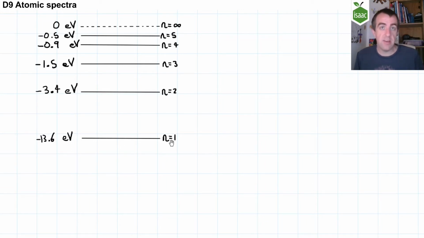Atoms can be excited and de-excited. Electrons can be promoted to higher energy levels or lower energy levels. And of course, if the electron is given sufficient energy, it can leave the atom altogether. And that amount of energy is called the ionization energy of the atom.